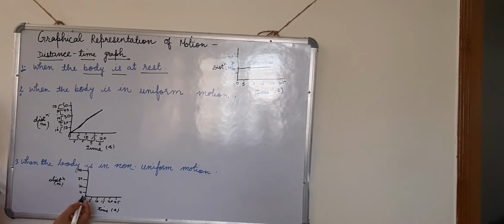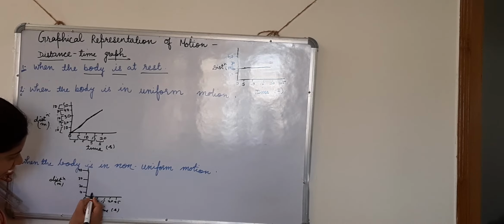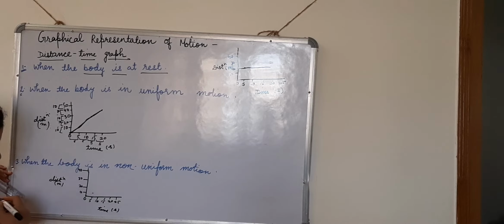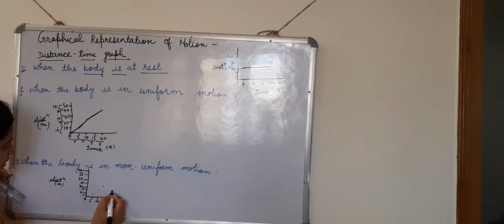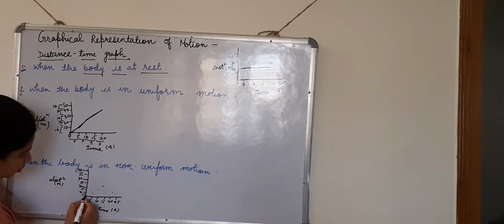Suppose, first of all, the body is at rest. Then after 5 seconds, it has covered a distance of 10. Then after 10, it has covered a distance of 20. After 15, it has covered a distance of 25. After 20, it has covered a distance of again 20. So let me draw this graph and I'll show you how it goes.